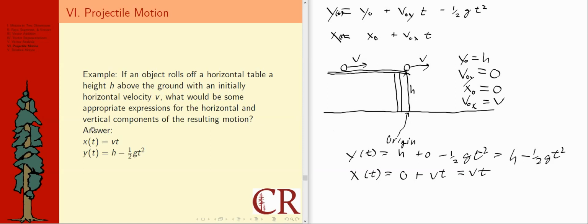For whatever reason on the slide I did the x's first, but it's just x of t is equal to v t, and y of t is equal to h minus 1/2 g t squared. You might consider writing these down. These are the two formulas for projectile motion for something that rolls off a table or any other level surface, has an initial horizontal velocity, and then falls down through some height below that after it's rolled off whatever surface it's rolled off.